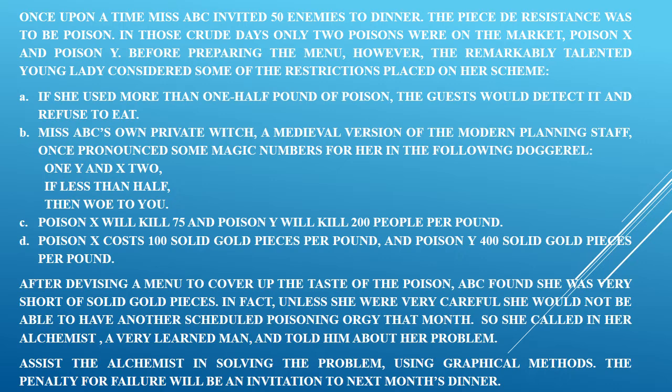Then Miss ABC's own private witch, a medieval version of the modern planning staff, pronounced some magic number for her in the following doggerel. So don't be confused with these statements. Just focus on the important figures. For example, x1 and x2, if less than half, then woe to you. Now this is important. X1 and x2, if less than half, then woe to you.